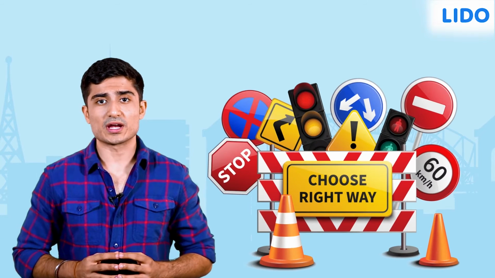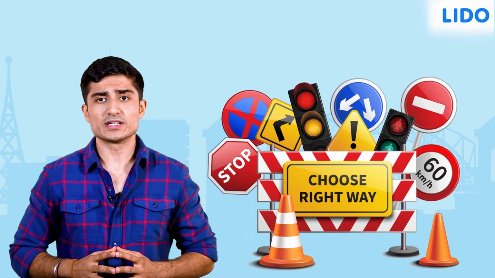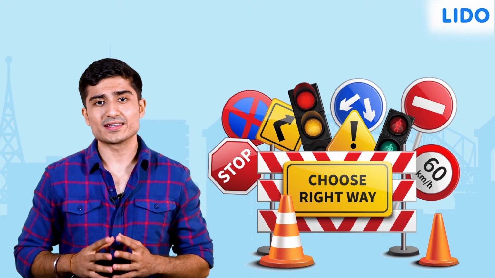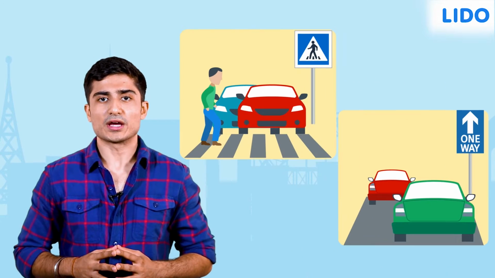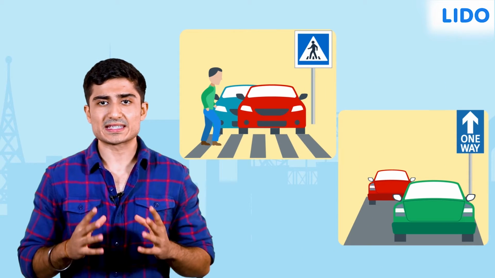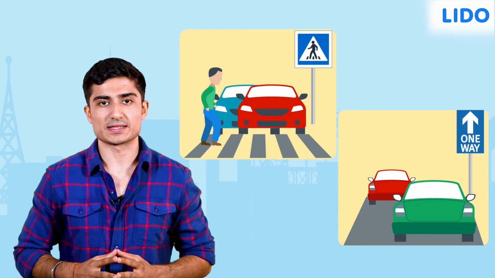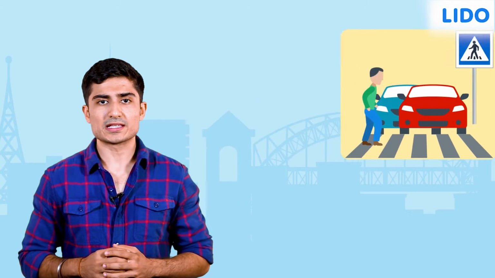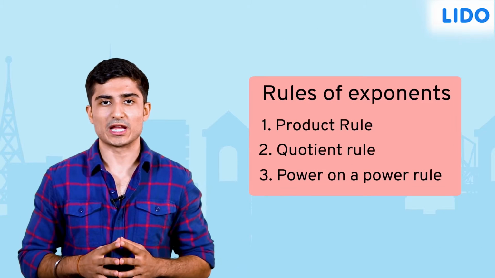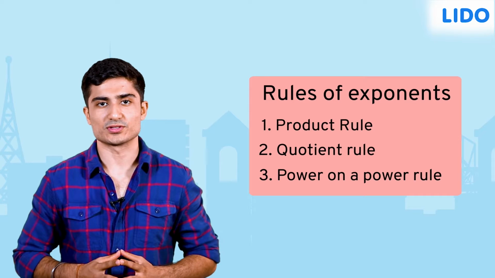Hi guys, ever wondered why there are so many traffic rules? If traffic rules did not exist, then there would be chaos and congestion on the streets. The traffic rules allow the movement of vehicles in a systematic way and ease the commuting process. Talking of rules, let's look at simple rules of exponents which help in simplifying exponential expressions.